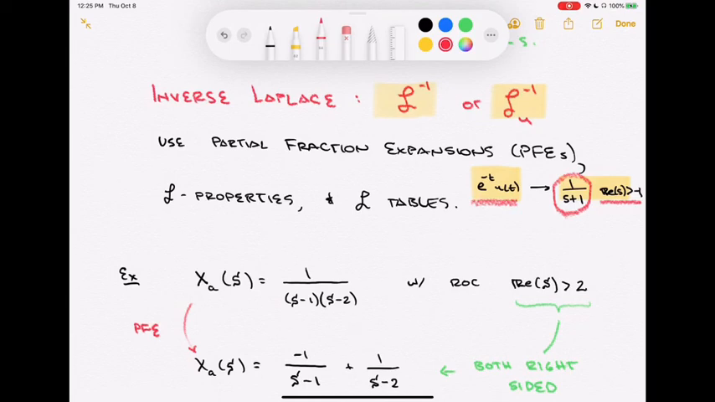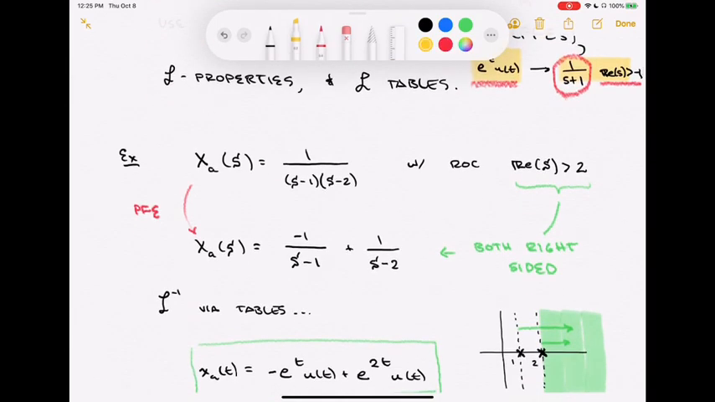So I think the best way to maybe show this is through an example. I'm going to take a pretty simple example. I'm going to look at a transform X_a of s, the first case, which is a purely rational function, 1 over (s minus 1)(s minus 2). And I'm going to give it a region of convergence that's the real part of s being greater than 2.